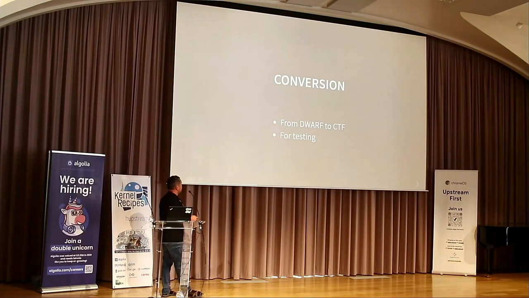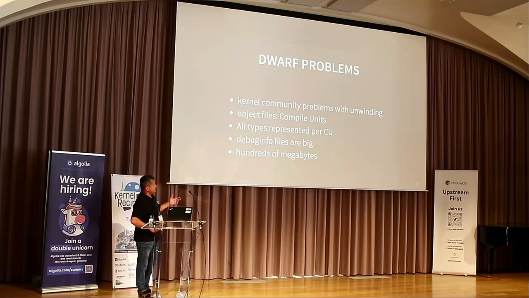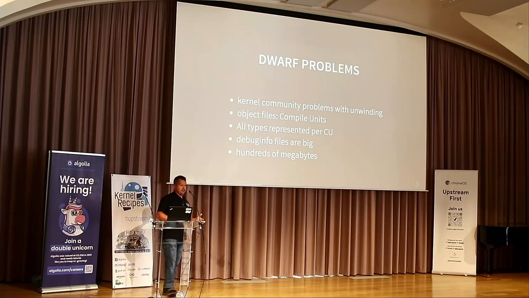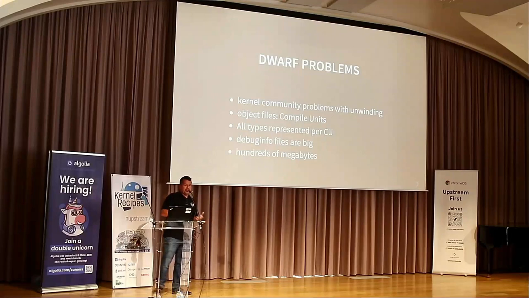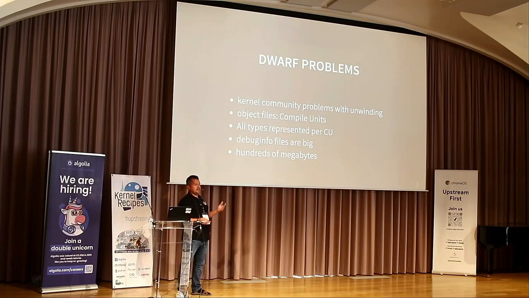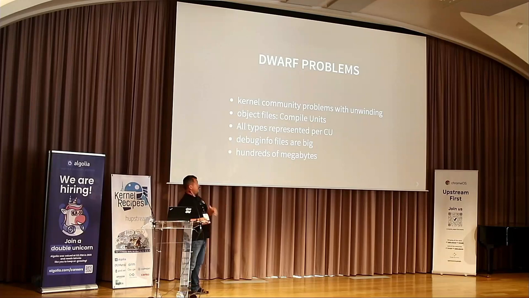So DWARF problems: the kernel community had problems with DWARF at some point, when an attempt was made at having an unwinder based on DWARF information called frames. And there were problems with the quality of the information the compiler generated, which led to bugs, et cetera, and people in Linux just threw it away and went back to the frame pointer based one.